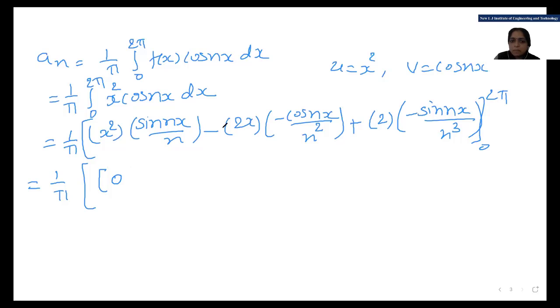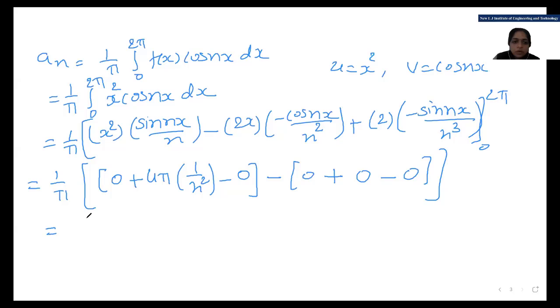Now for the second term, minus minus plus. If we put 2 pi in the place of x, then we have 4 pi, then cos 2n pi. Cos 2n pi is 1 upon n square, minus, again, sin 2n pi is 0. So our third term will be 0. Minus, if I put my lower limit, 0 into sine 0 is 0, plus again 0 into cos 0, which is 1, but 0 into cos 0 is 0, minus sine 0 is also 0. So 1 by pi into 4 pi upon n square. After simplification, the value of an is 4 upon n square. Okay, so this is the value of an.